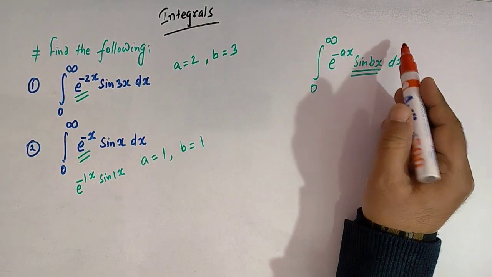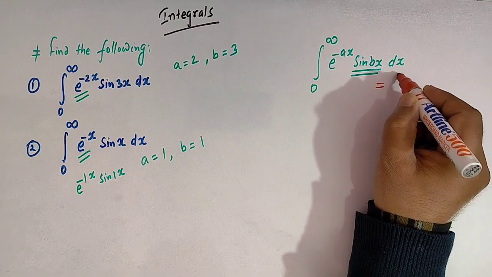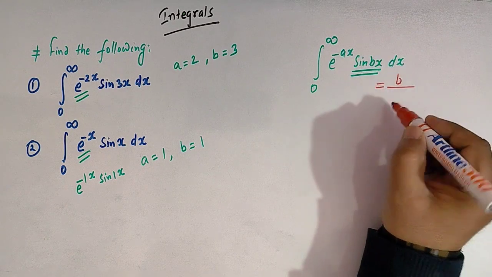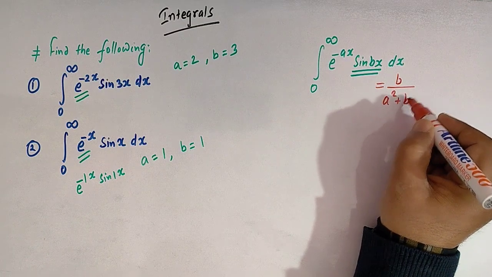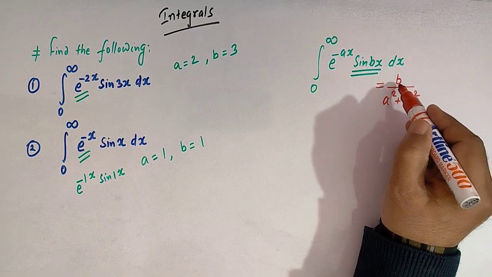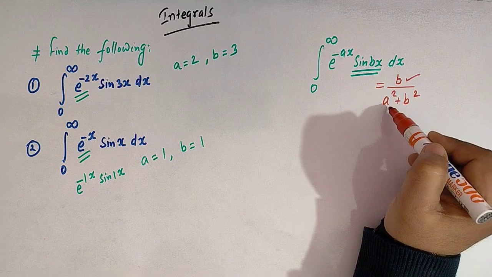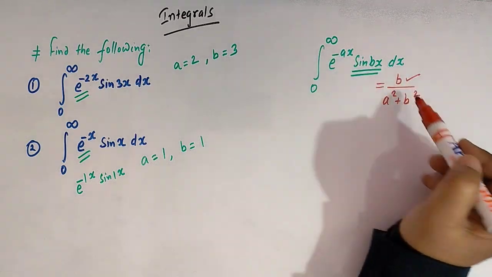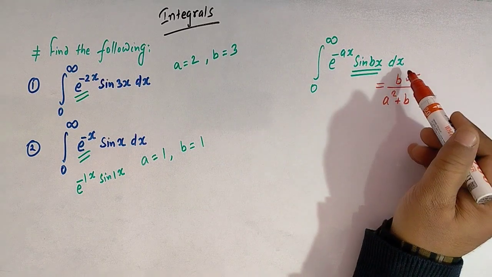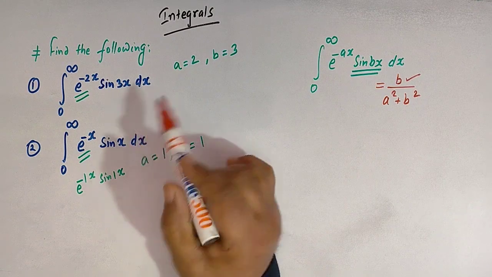Now the direct value of this type of integral can be written as b divided by a square plus b square. So we have this fraction, where b is in the numerator and a square plus b square is in the denominator. Let us apply this formula to get the values of these two integrals.